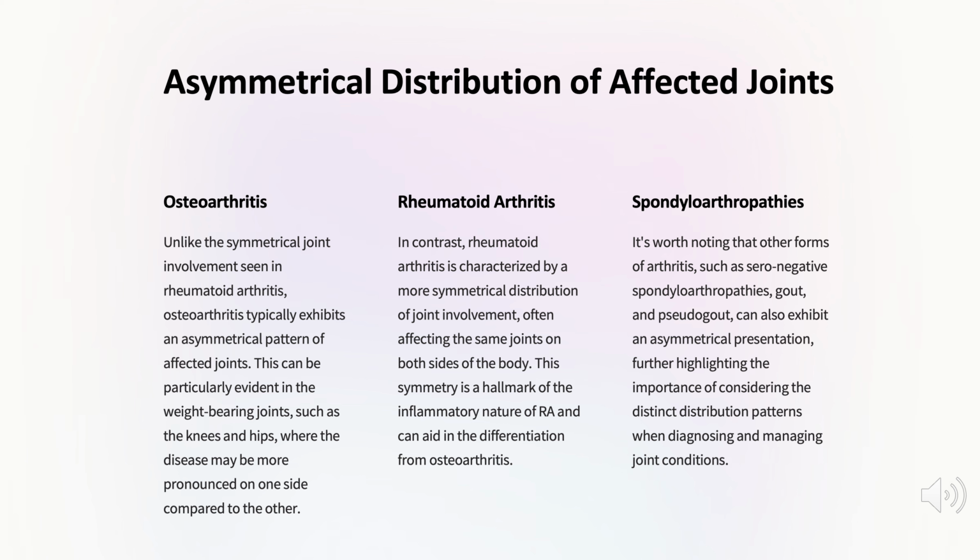In contrast, RA is characterized by a symmetrical distribution of joint involvement, where the same joints on both sides of the body are often affected. This symmetrical pattern is a hallmark of the inflammatory nature of RA and serves as a key differentiator from OA. It's important to recognize that while OA and RA have distinct distribution patterns, other forms of arthritis like seronegative spondyloarthropathies, gout, and pseudogout can also present with asymmetrical joint involvement. Understanding these differences is essential for accurate diagnosis and tailored management strategies in clinical practice.